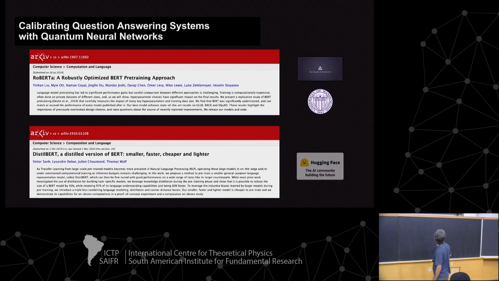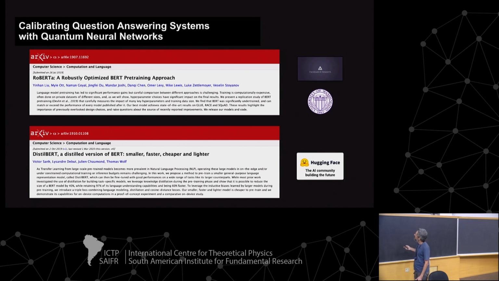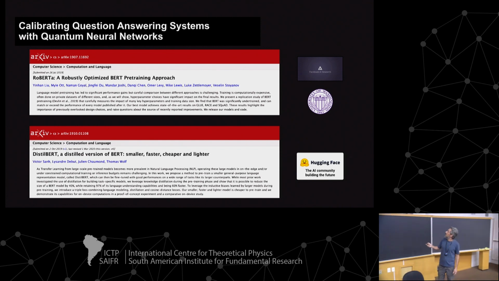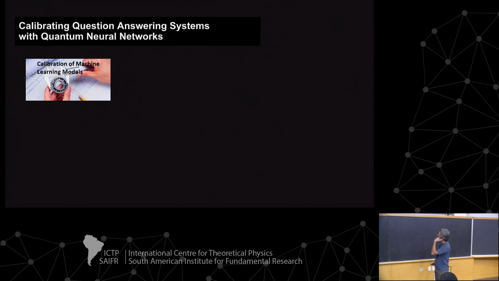RoBERTa was developed by Facebook AI Research, now Meta AI Research, together with the University of Washington. And Hugging Face, the AI community, developed DistilBERT, a smaller, faster, cheaper, and lighter version of BERT. These are the two algorithms that we use in our work. The idea is to take the answer suggested by RoBERTa and DistilBERT, and then calibrate the answer to get the right one, or at least the right probability of being the right answer to your question. Okay, so calibration of machine learning models is quite important because, as I said, sometimes you have crucial answers, and if you commit a mistake, you can kill some people.